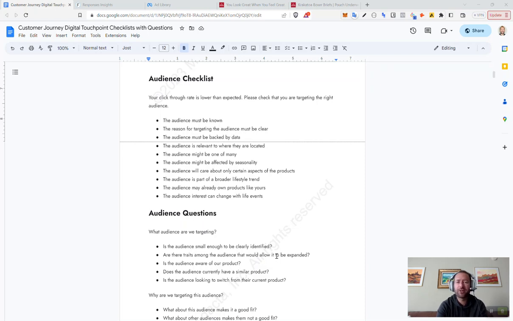The audience is part of a broader lifestyle trend. Also really important: odds are when you're selling stuff, you don't sell everything or cross everything. Even Nike doesn't. Nike used to sell golf clubs. They don't sell golf clubs anymore, so they only sell apparel and footwear.